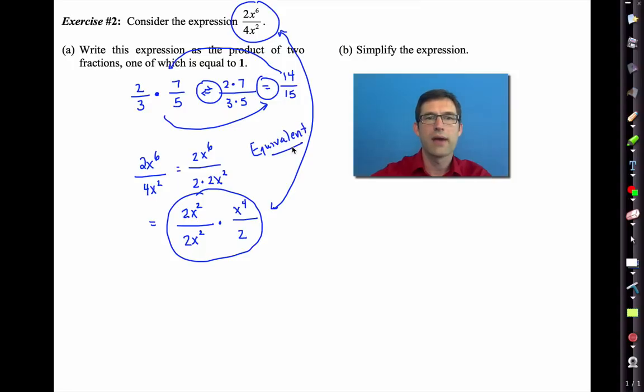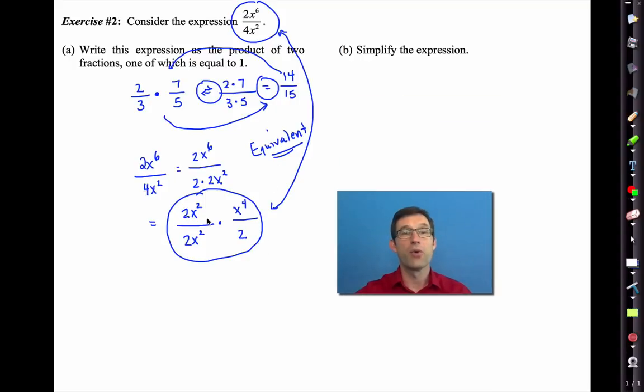All right, how do I know that they're equivalent? Because if I multiply them back out, I get this again, right? So this entire fraction is equal to 1. Anything divided by itself, except for 0, is equal to 1. So it's beautiful because now I can simplify the expression by saying that that first fraction is equal to 1, the second fraction is equal to x to the fourth divided by 2, and so overall the fraction is equal to x to the fourth divided by 2.